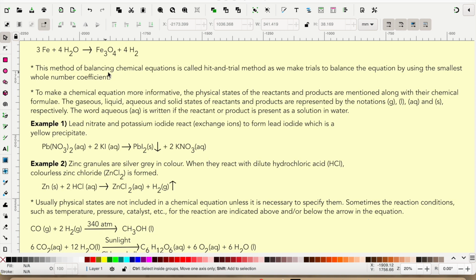This method of balancing chemical equations is called hit and trial method, as we make trials to balance the equation by using the smallest whole number coefficient, as we have just seen.